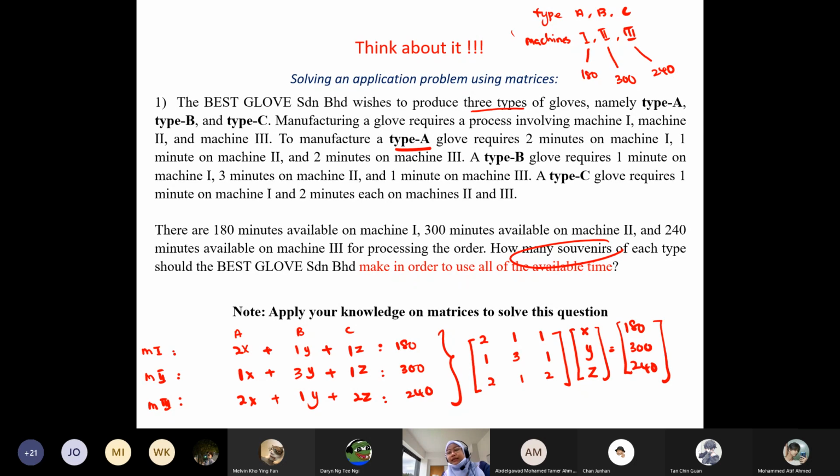So remember last time I said you have 3 methods to solve a linear equation. One of it is, anyone remember? Cramer's rule, Gaussian elimination, and Gauss-Jordan. Yes.